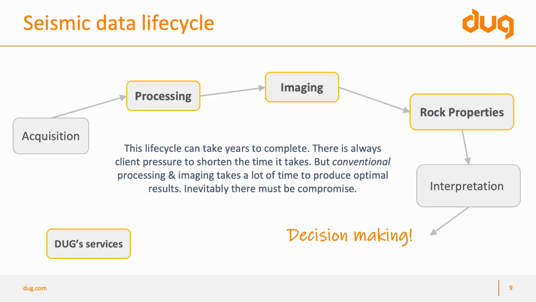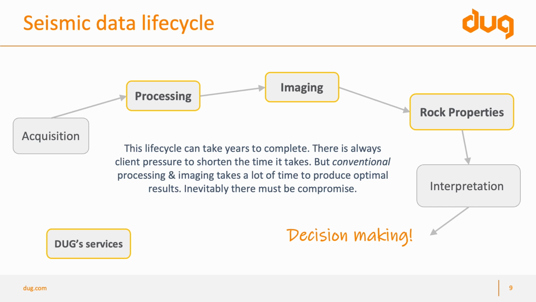Acquisition is just the first step of the seismic data lifecycle. As I have already alluded to, there are a few steps required before seismic data takes a form that is useful for the decision makers. The main high-level steps are shown here. Processing, imaging, and the determination of rock properties are all part of DUG's service offering.